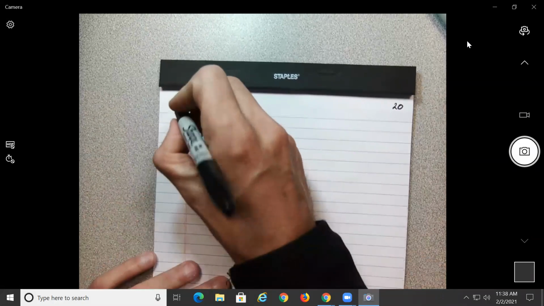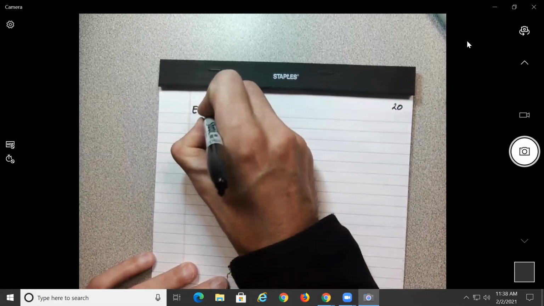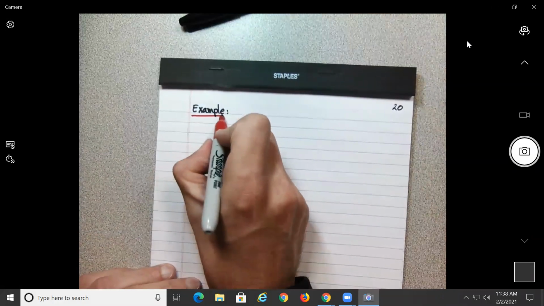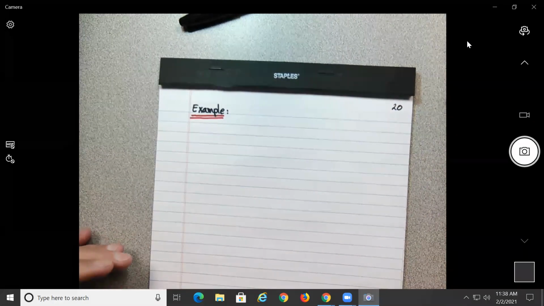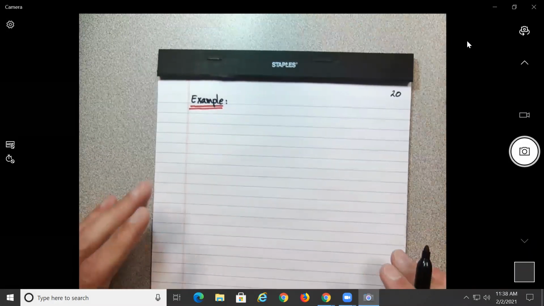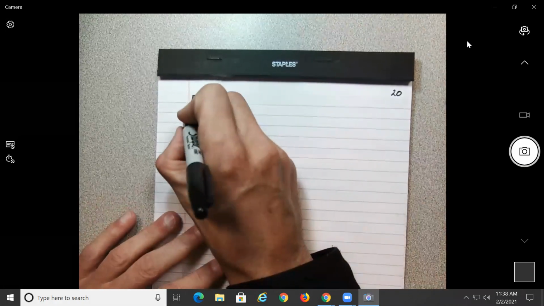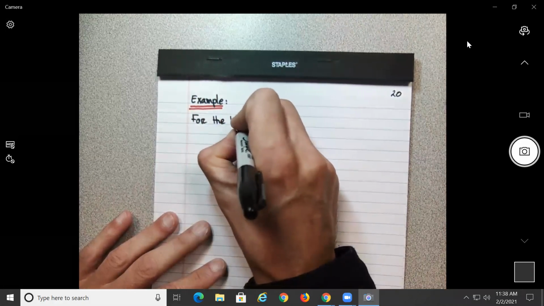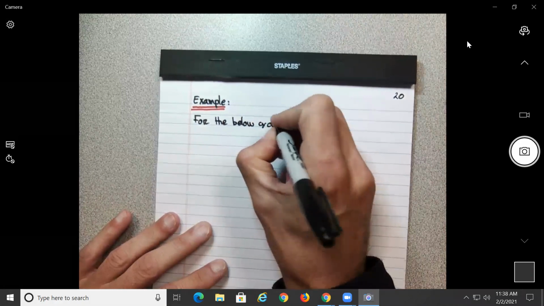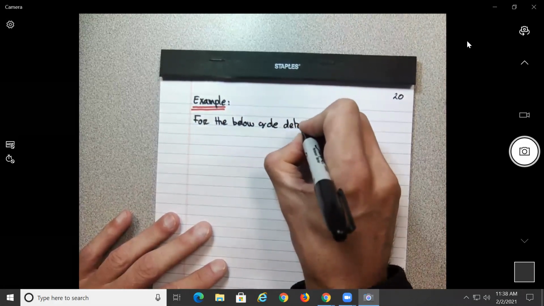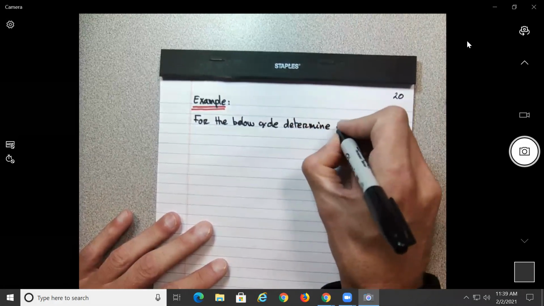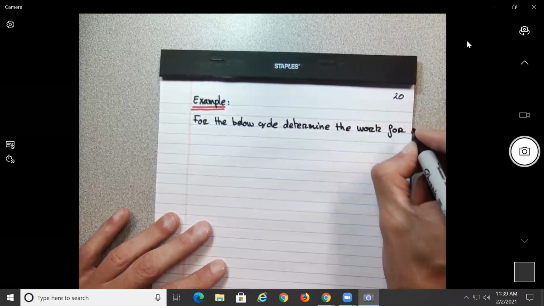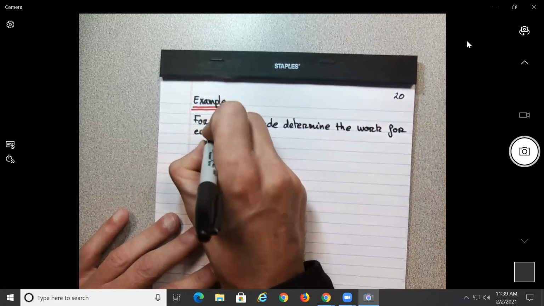So page 20, let's say here, example. And the first example, I'm going to make up. And then the second one, I took a problem from the textbook just to have the answers. But it's going to be very identical. I'm just going to change the order. So for the below cycle, determine the work for each process.